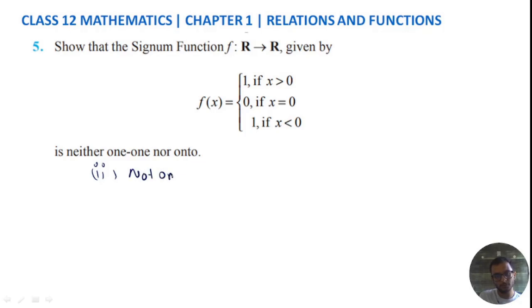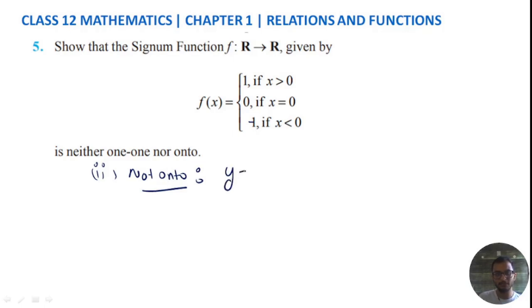For not onto, we need to find one point from the codomain whose pre-image does not exist. If you see the range of this function, only 3 points are involved: 1, 0 and minus 1. Okay, it got erased. So only 3 points are involved: 1, 0 and minus 1. If I take any other point from the codomain, there will not exist any pre-image whose image will be that.